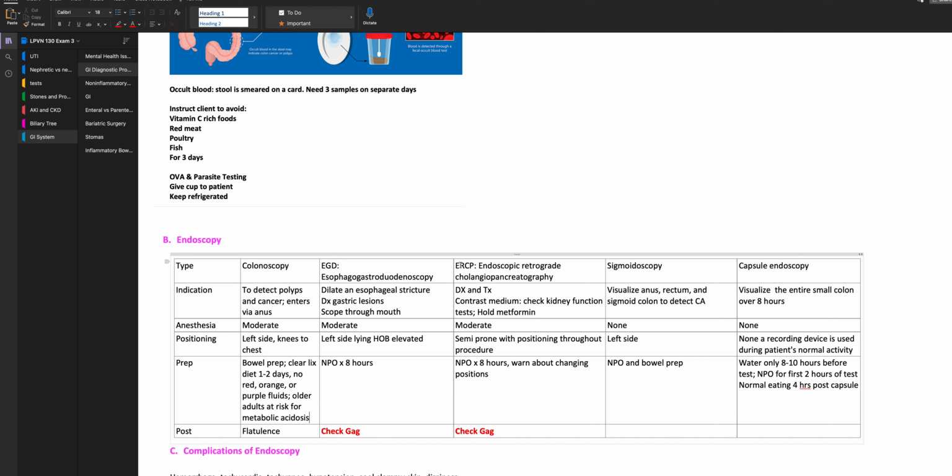But after, you need to check the gag reflex because they've had moderate sedation, but also they numb the back of the throat when they're doing it, okay? And you don't want the patient to aspirate. That's why you check the gag reflex.